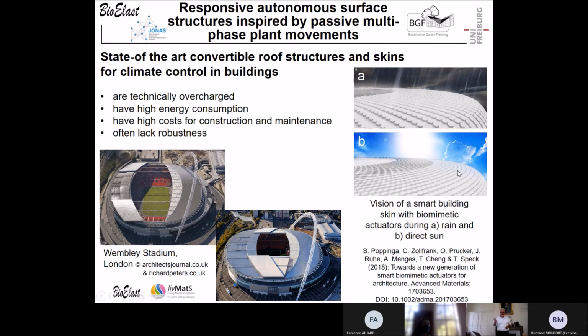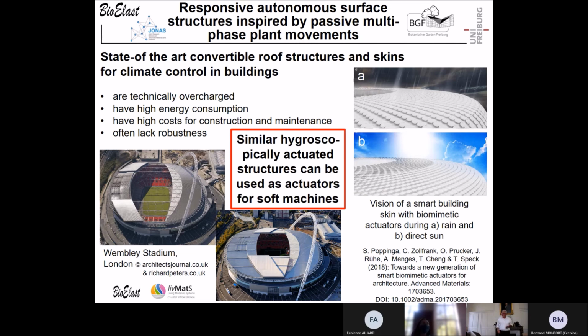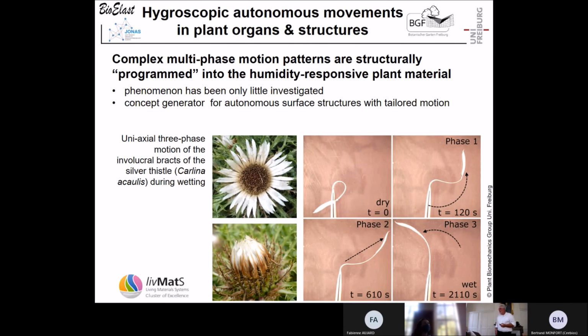First, nastic movements, so that the scales open and close if it's wet or dry. This is what a pine cone does. But we also want to integrate tropistic movements so that they bend with the sunlight, so that they shade. And this is what we are at the moment doing and trying to do. And this can also be used for soft machines. I'm coming to an end.